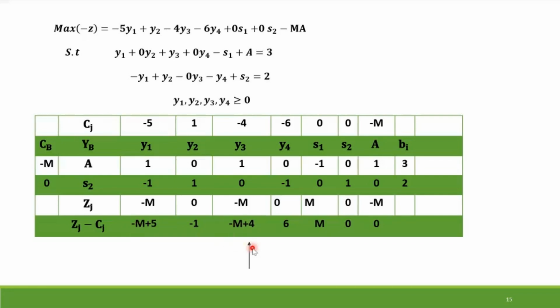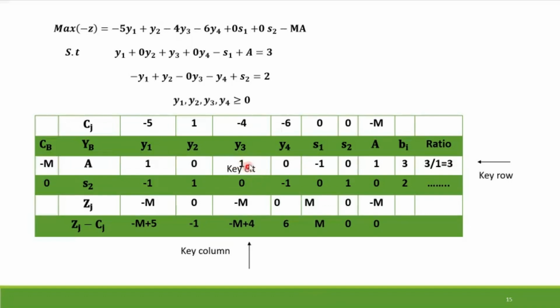So -m plus 4, this is the key column. Take the ratio. So what do we take the ratio of? Only for positive numbers. We are having 1, 0, 1, 1, the other one is 0. So this cannot be taken for ratio. We have only 1, that is 3 by 1. Even if we need not calculate the ratio, because automatically there are only 2 elements in the key column, this will become the key element. If not written, it is still fine, because these ratios are not required. We have only one row. There is no minimum ratio required here. So this is the key element.